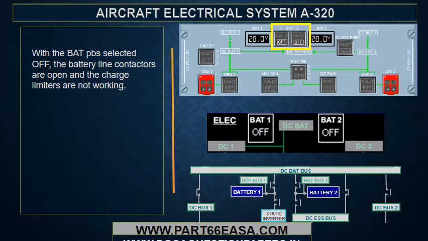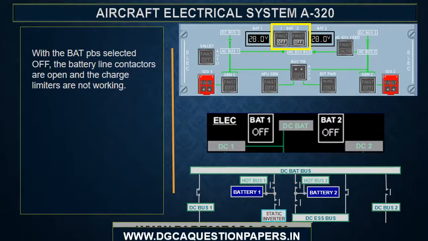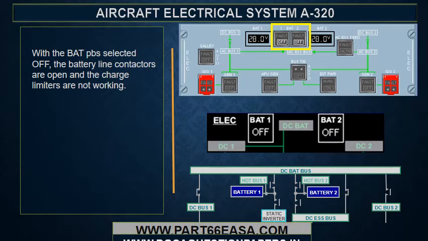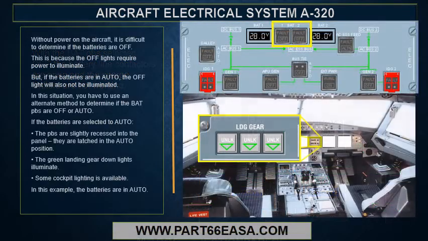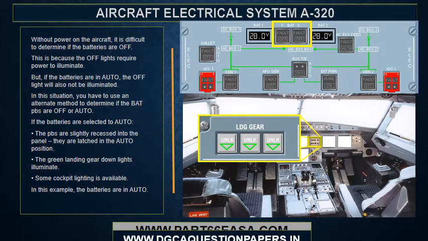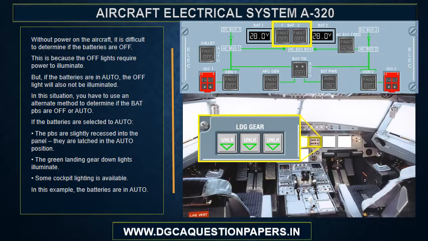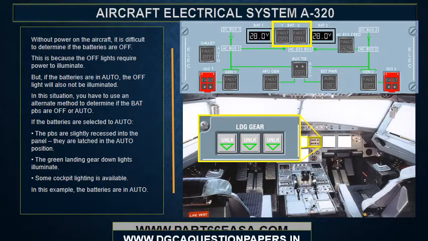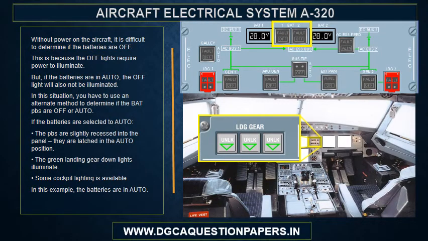With the BAT push button selected off, the battery line contactors are open and the charge limiters are not working. Without power on the aircraft, it is difficult to determine if the batteries are off. This is because the off lights require power to illuminate. But if the batteries are in auto, the off light will also not be illuminated.